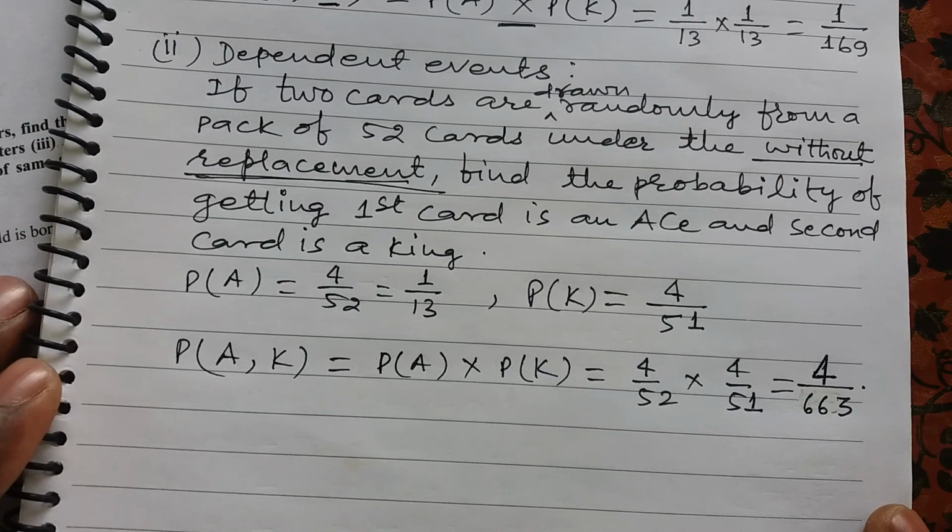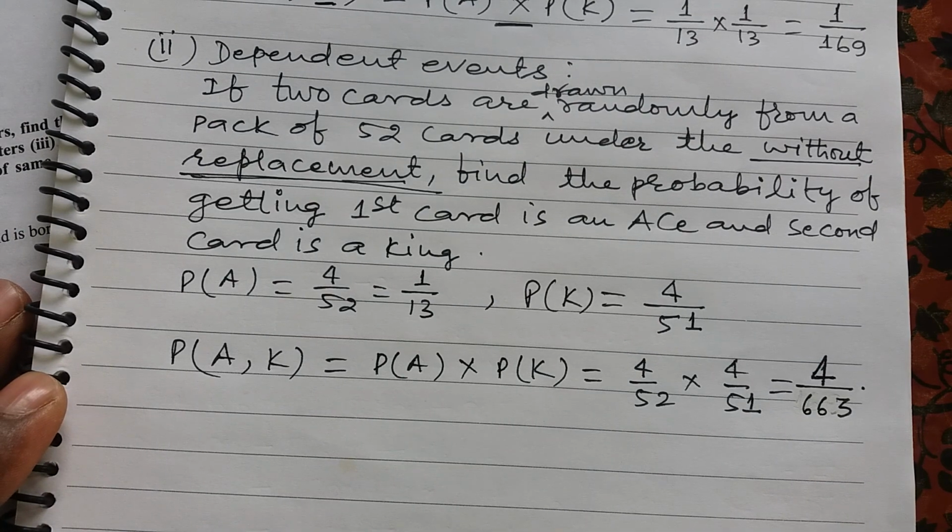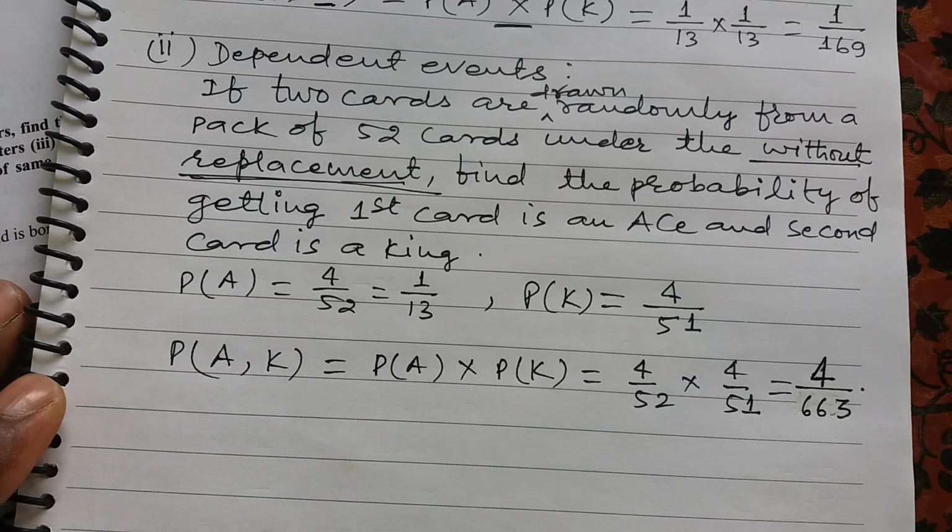From here you have learned the cases of dependent and independent, and this is one example of multiplicative law of probability. Thanks for watching the video.